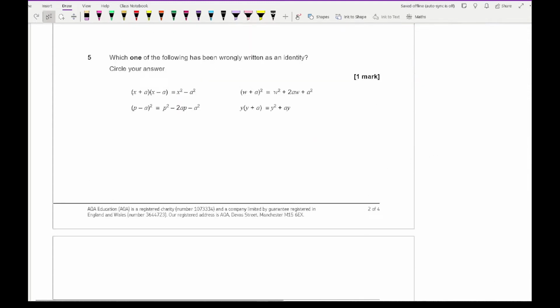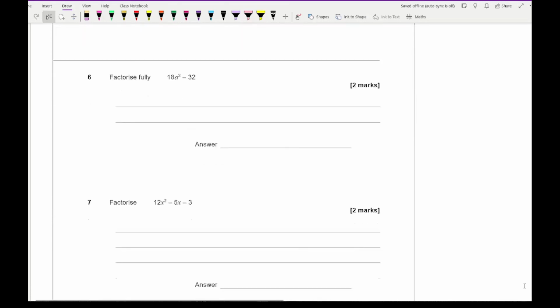Question 5, it says, which of the following has been wrongly written as an identity? Circle your answer. Now, identity is where algebraically the left-hand side is the same as the right-hand side. Typically, it involves brackets, or could be written in terms where it's factorized and one side's been expanded, but there you go. Now, in terms of the correct answer, I can see straight away it is going to be this option here. The reason for this is because when I expand this out with minus a squared, so minus a times minus a, that's going to give me a positive a squared, which here you can see we've got a negative a squared. That's where I can tell straight away that that's wrong.